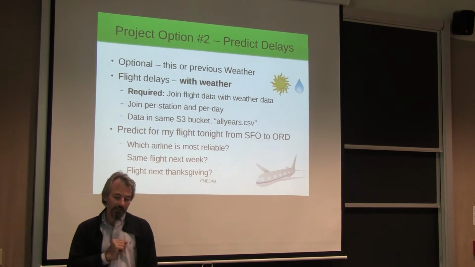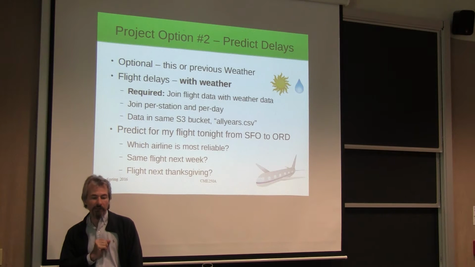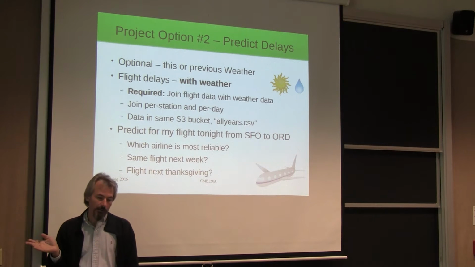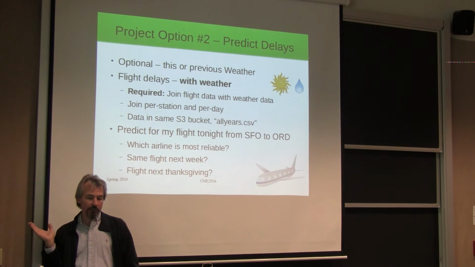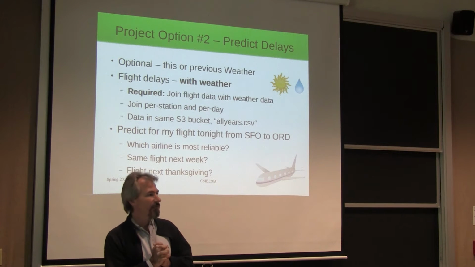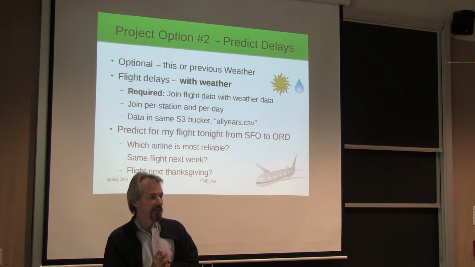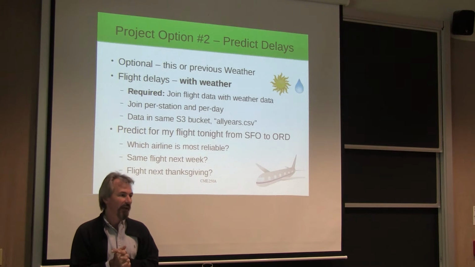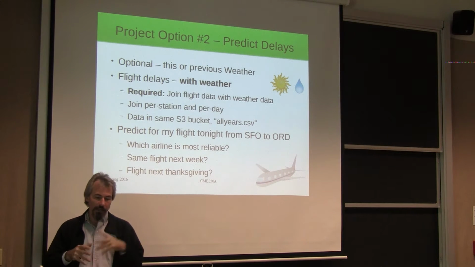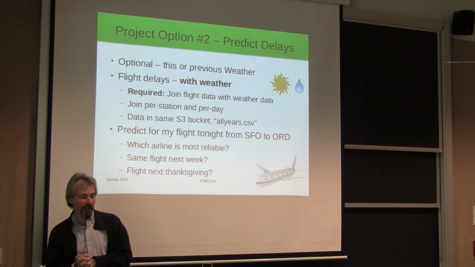The other option is to do a big join between the flight data, which I used in a prior class, and the weather data. They're both in the same S3 bucket. Then do a giant join and do predictions, just like I did in class, where I took the flight data and built a couple of different predictive models. I could make predictions based on where you're coming from, where you're going, and what day.